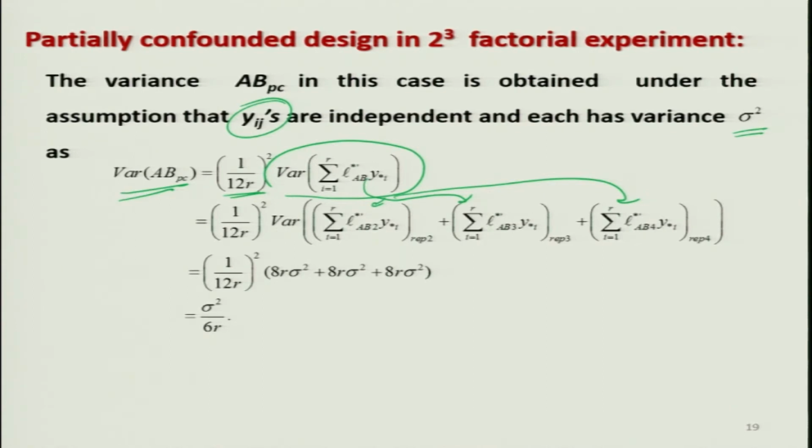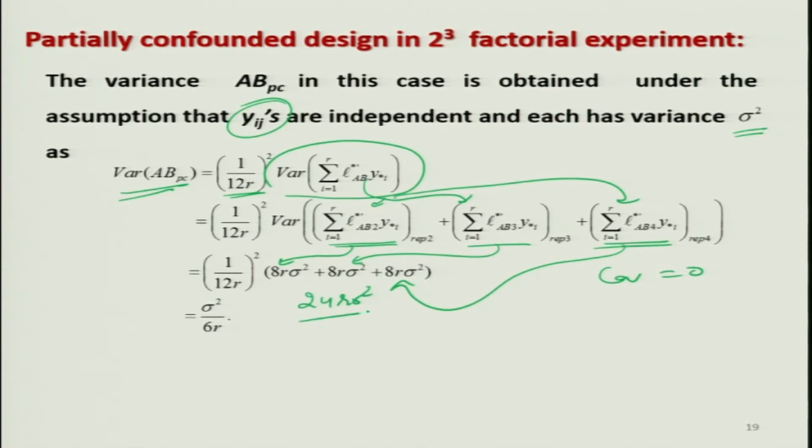Each of these functions has 8R elements and the covariance terms are going to be 0 because all Yij's are independent. So, I can write down here 8R sigma square from the first component, 8R sigma square from the second component and 8R sigma square from the third component. So, this is altogether 24R sigma square upon 12 into 12 into R square, and if you solve it, this will come out to be sigma square upon 6R.